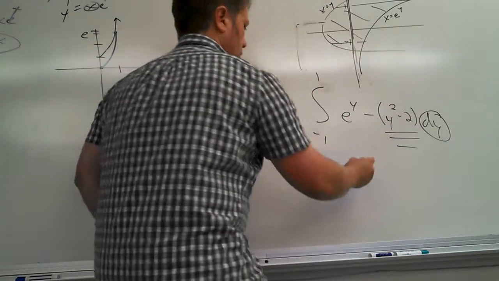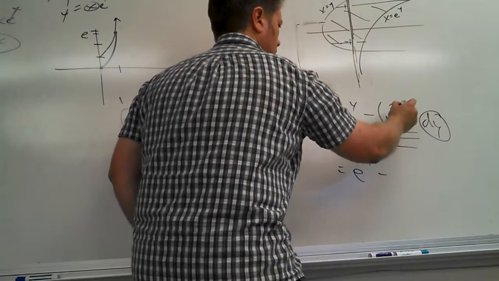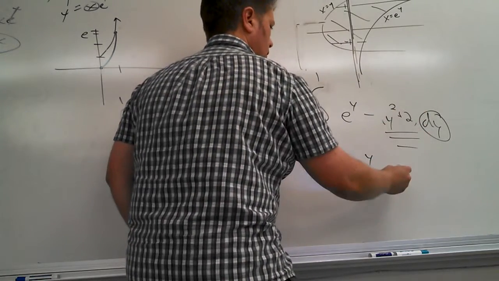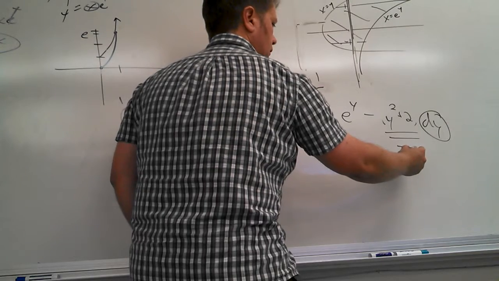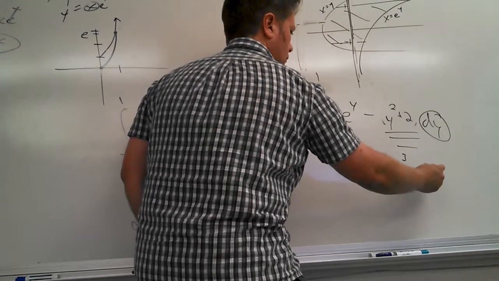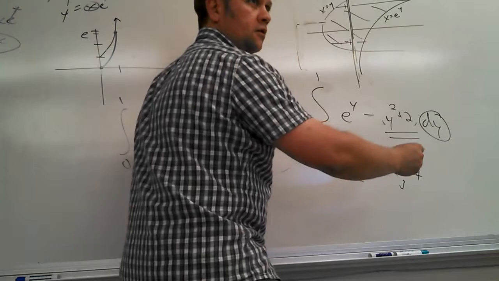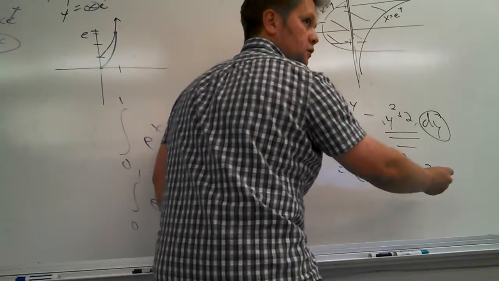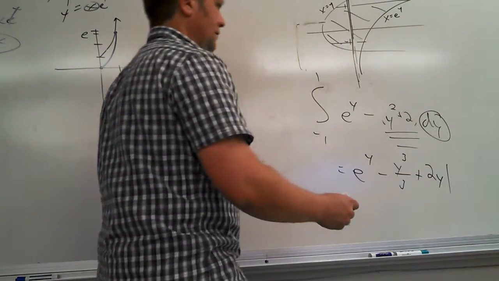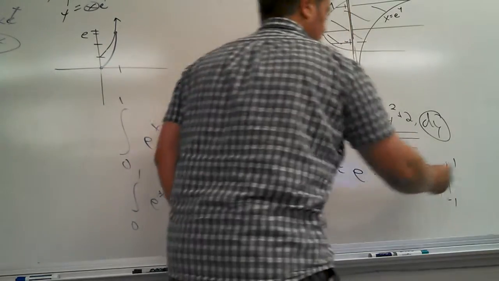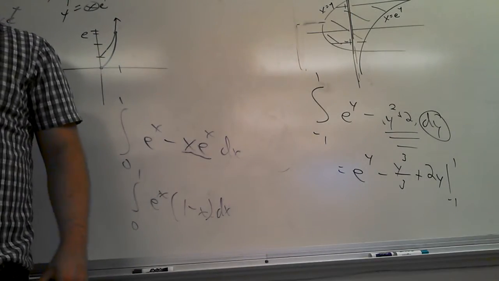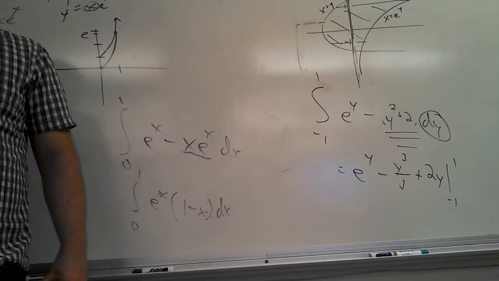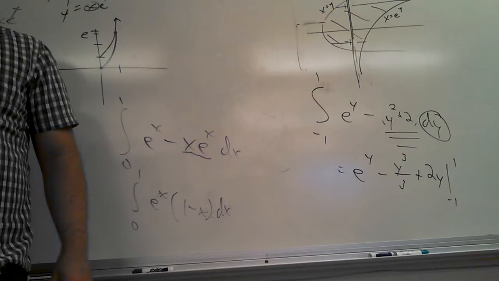But this, I mean, just e to the y minus 1/3 y cubed plus 2y. So we did add another variable in here, y, and you just plug in 1 and negative 1. Just have this other variable in there. Not too bad, right?